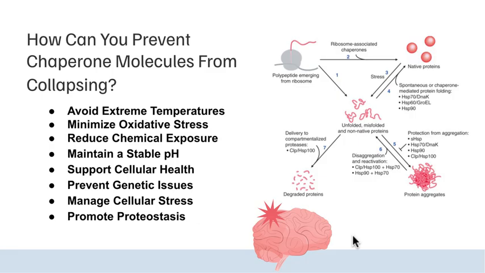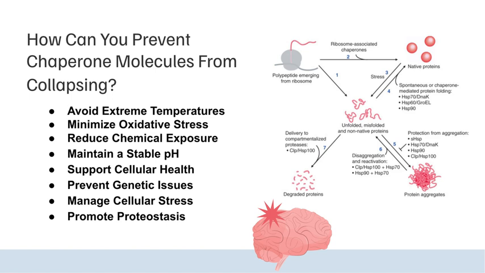So, how can you prevent chaperone molecules from collapsing? First off, avoiding extreme temperatures. Now, this is kind of hard to avoid, but protecting cells from excessive heat or cold can prevent chaperone molecules from being destroyed. And then next, minimizing oxidative stress. Maintain a healthy diet rich in antioxidants, with emphasis on vitamin C and E to reduce free radical damage.